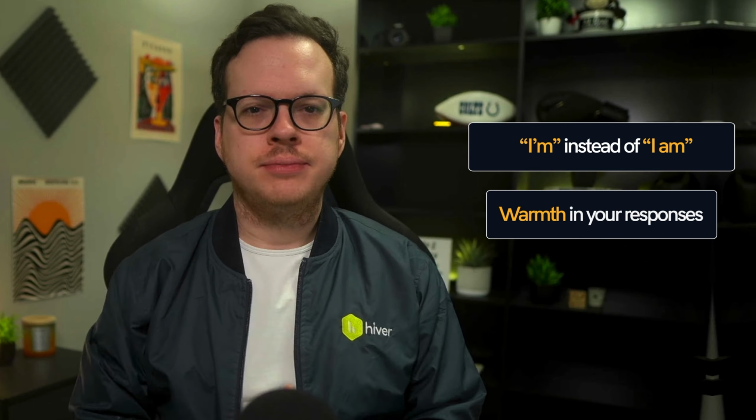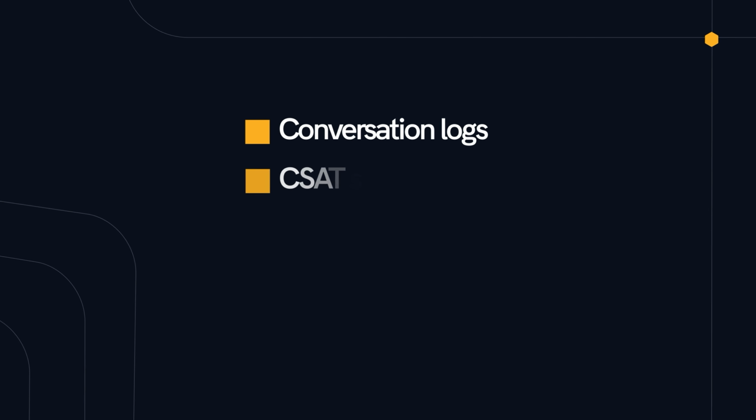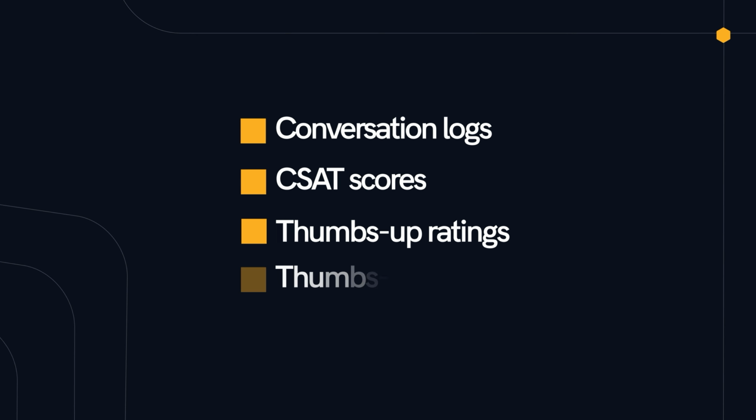Fourth, give your chatbot a personality. It doesn't have to sound robotic. Use a natural tone, contractions like "I'm" instead of "I am," and a little warmth in your responses. Even a small emoji can make your chatbot feel friendly if it fits your brand. And finally, track performance and listen to feedback. Check your conversation logs, CSAT scores, and any thumbs up or thumbs down ratings. If customers keep asking for something new, turn that into an opportunity to make your chatbot even more helpful. The best chatbots are never truly finished. They evolve as your business grows.